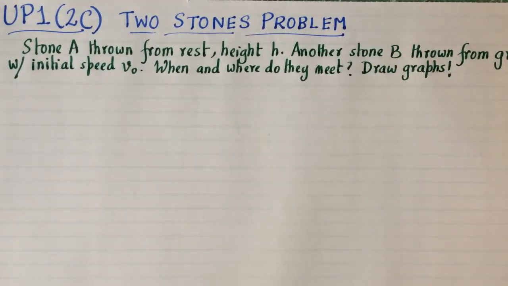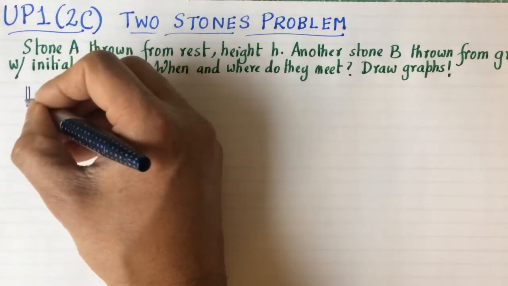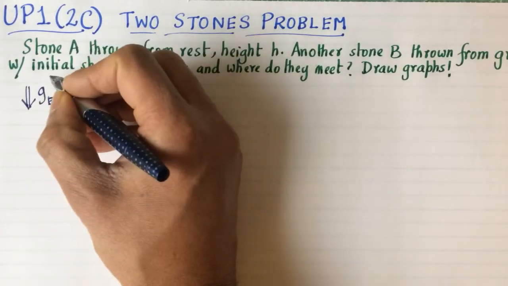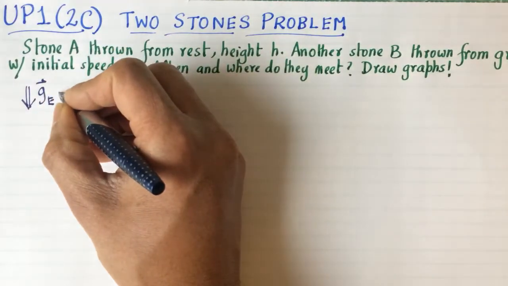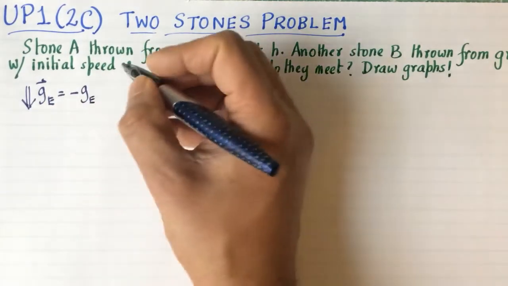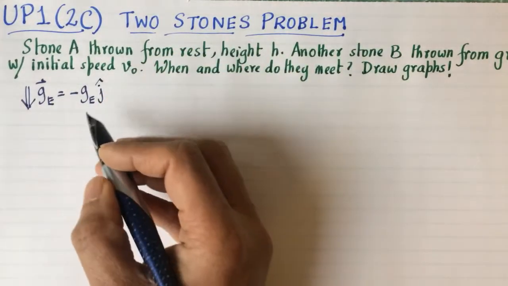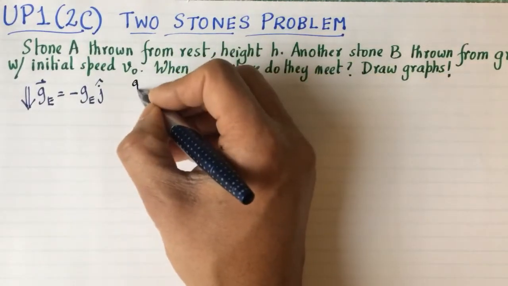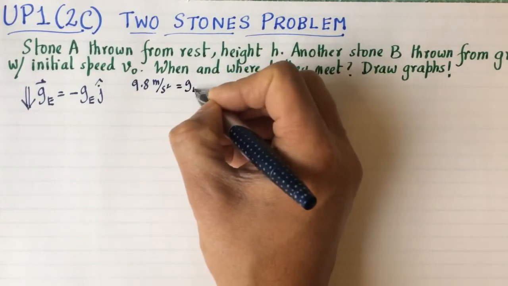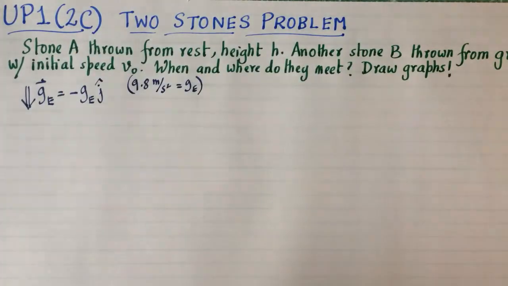So this problem is a one-dimensional problem involving gravity. So we're going to assume that there is a uniform gravitational field indicated by the acceleration due to gravity vector g sub e, and that is given by the magnitude times the direction, which is negative j hat. The magnitude g sub e is 9.8 meters per second squared. And the minus sign means that it's pointing down.